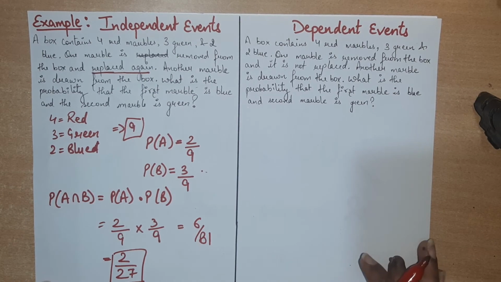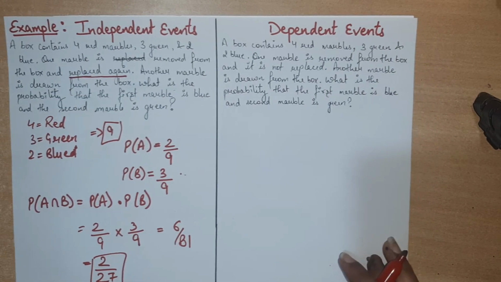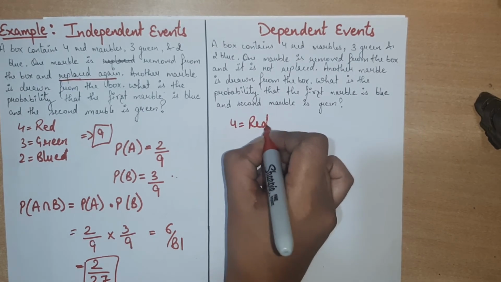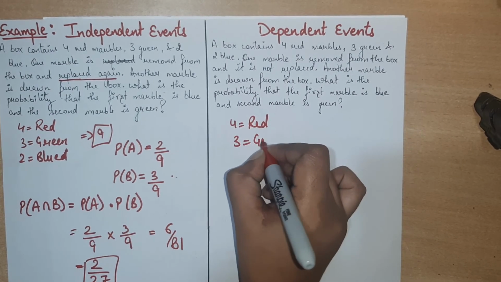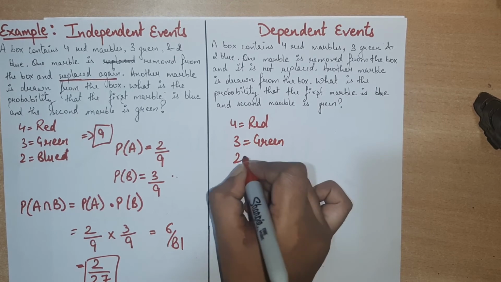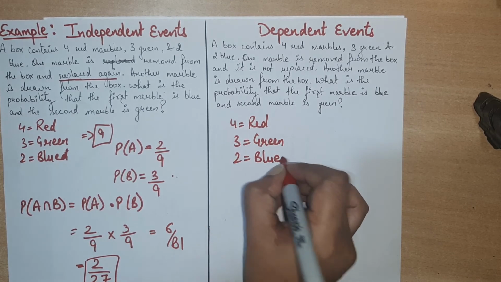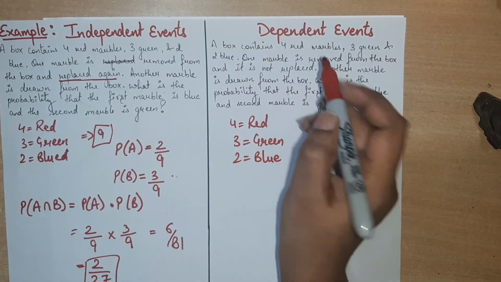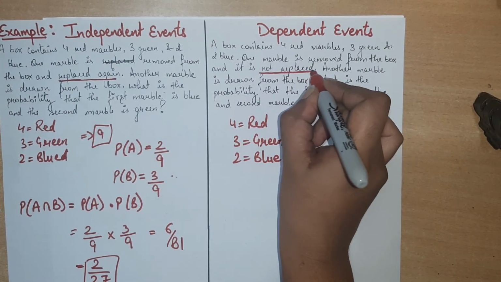Now let's see the example for dependent events. A box contains 4 red marbles, 3 green and 2 blue. One marble is removed from the box and it is not replaced. So here it is given that it is not replaced.